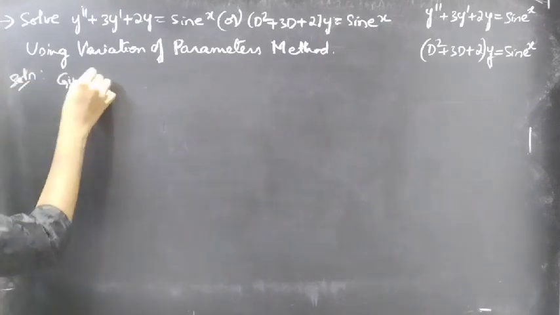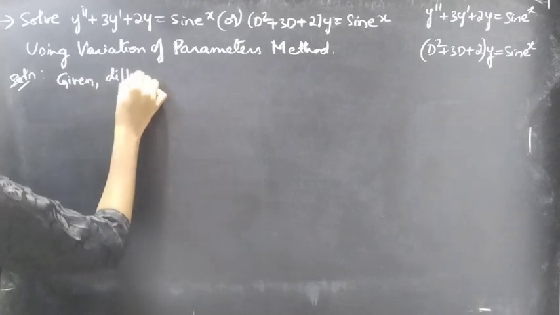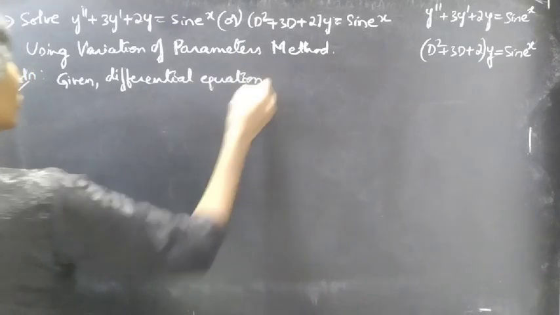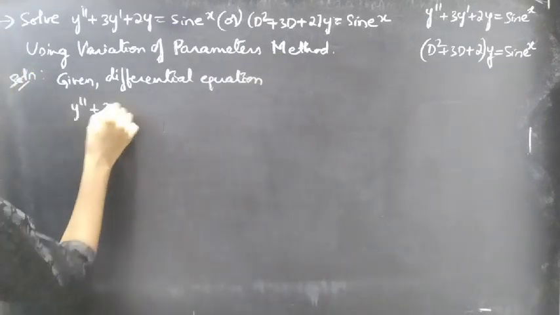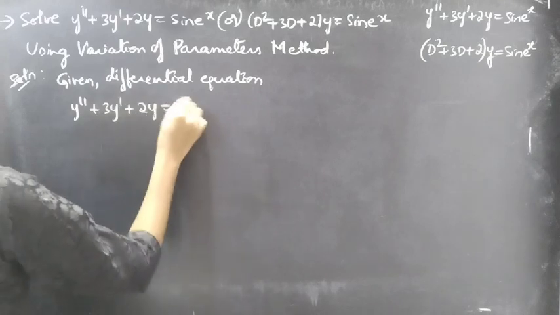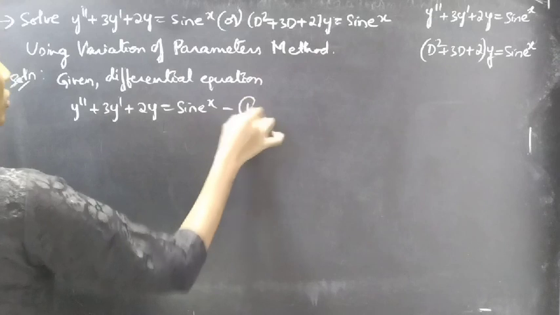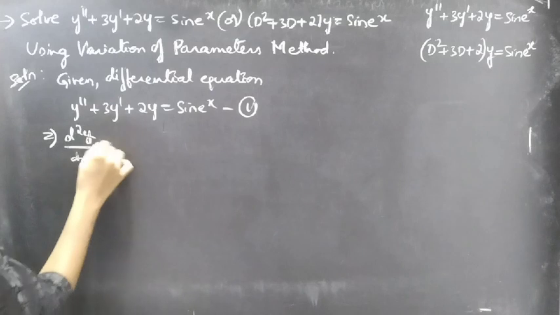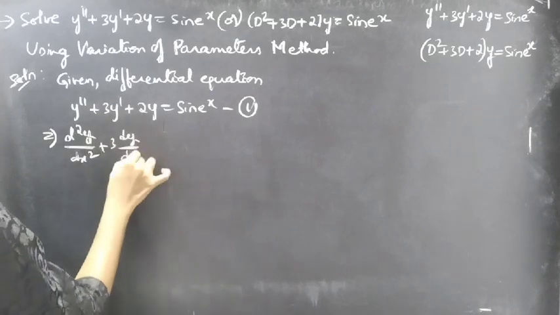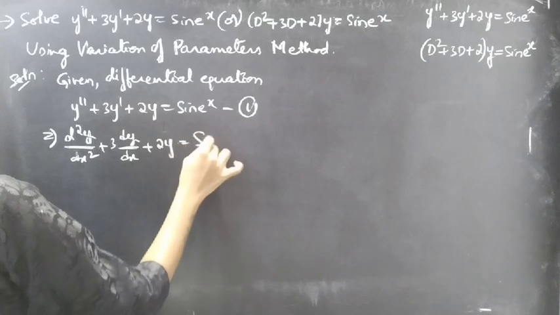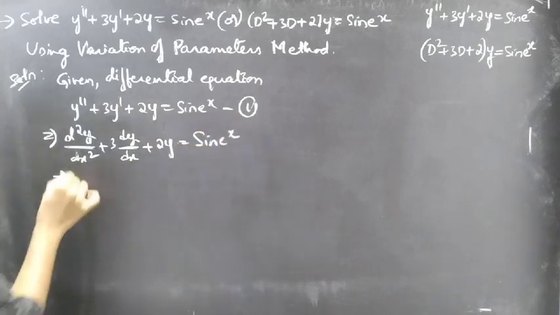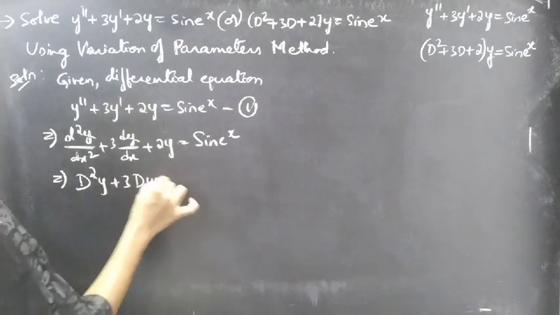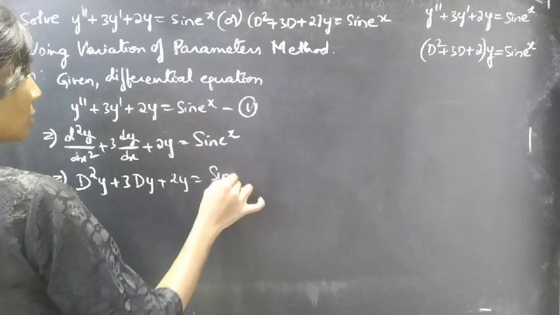Given differential equation, y double dash plus 3y dash plus 2y equal to sin e power x. Consider it as equation number 1. We can write y double dash as d square y by dx square plus 3 into dy by dx plus 2y equal to sin e power x. Now we can write d square y by dx square as capital D square y, and dy by dx as Dy, plus 2y equal to sin e power x.